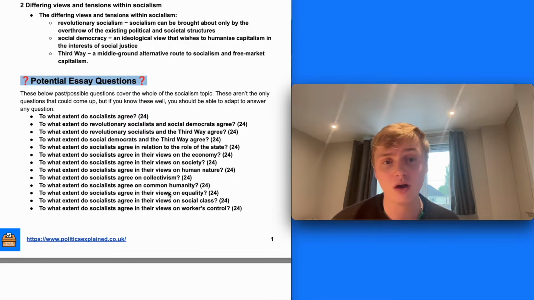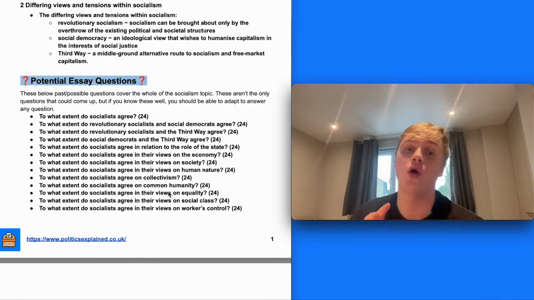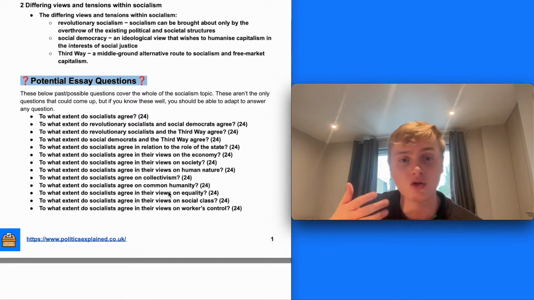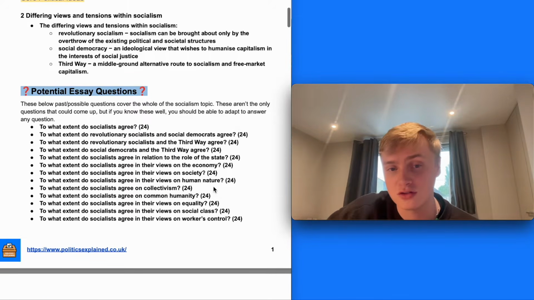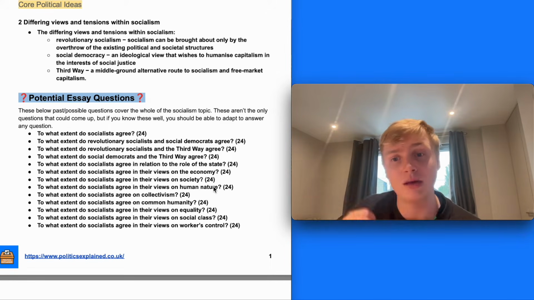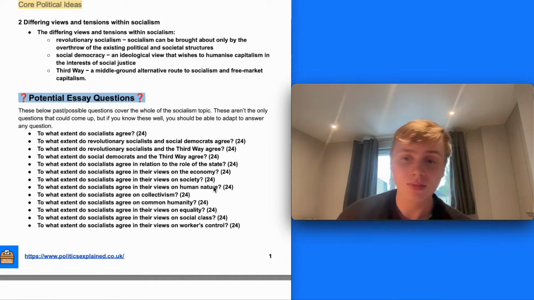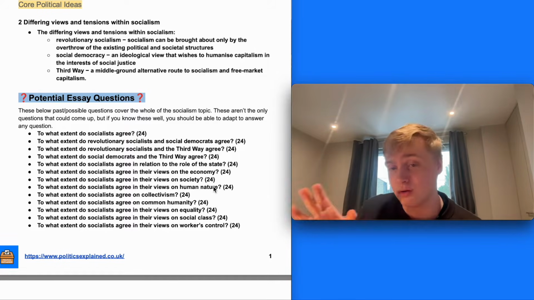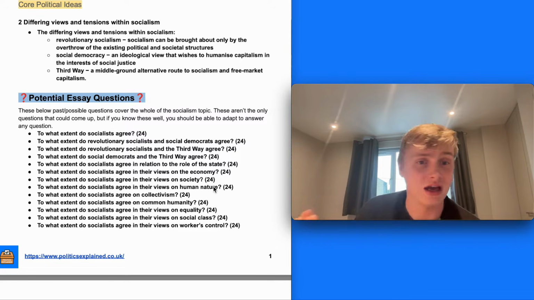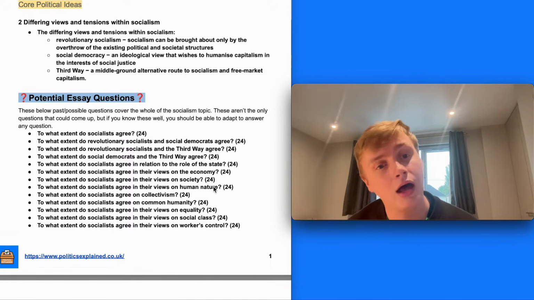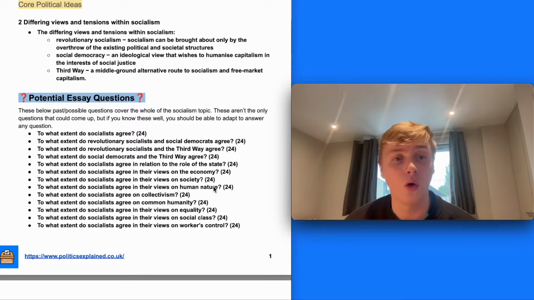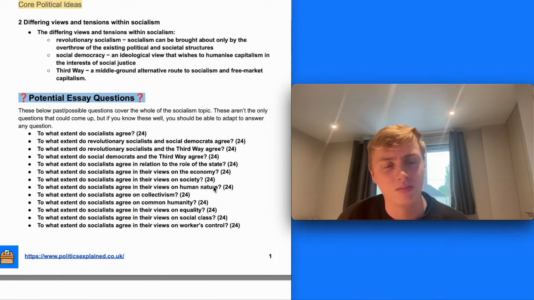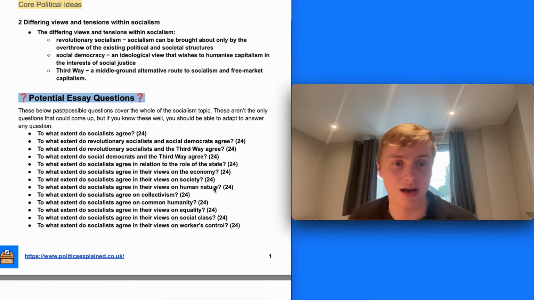The next key type of question you could get is on some of the key principles. That's where you get, to what extent do they agree on collectivism, common humanity, equality, social class, or workers' control, which are the key principles of socialism. And the final one is an overall question, to what extent do socialists agree, where of course you're going to have to bring in lots of different things from state, economy, society, human nature. Or you can get, to what extent do just two particular strands agree? Those questions are potentially the most difficult ones in places.